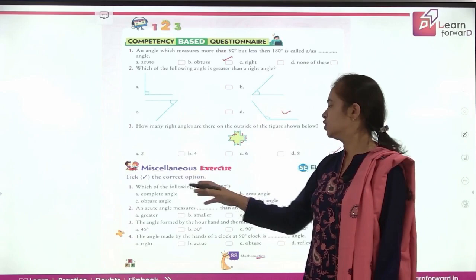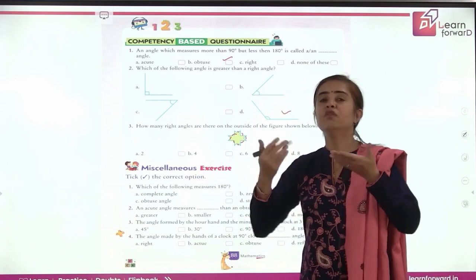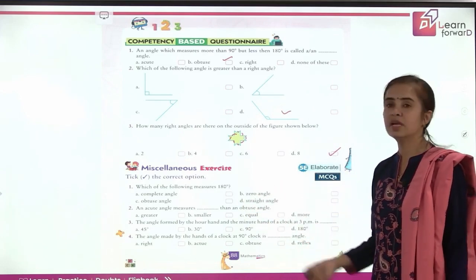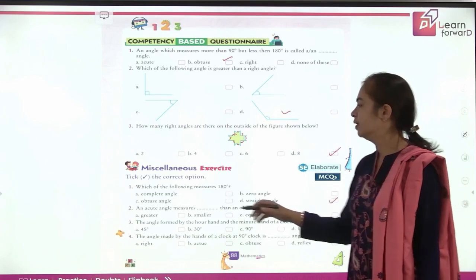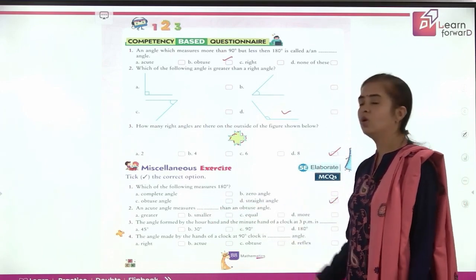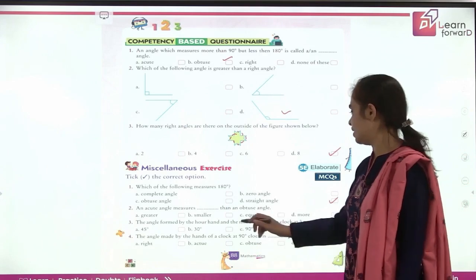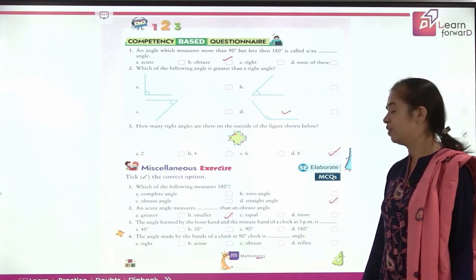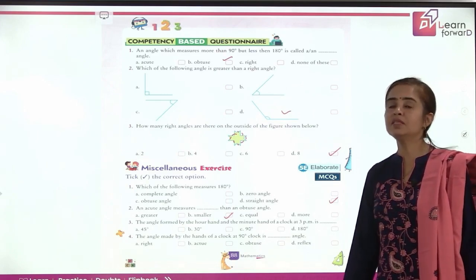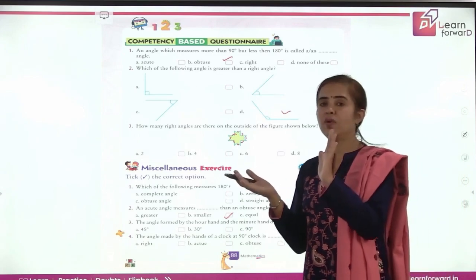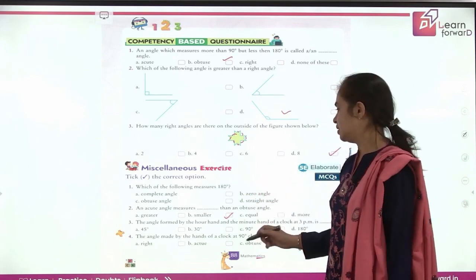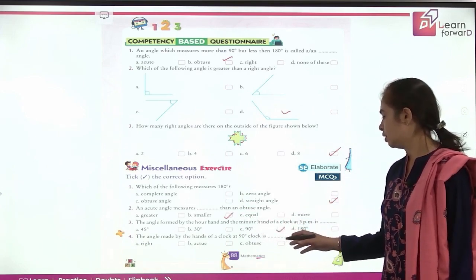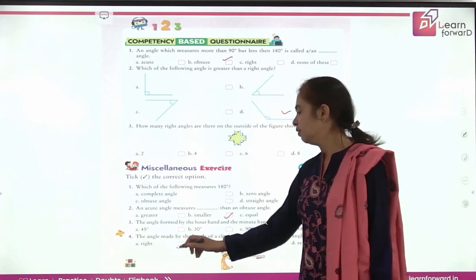Miscellaneous exercise. Which of the following measures 180? So you'll just see where you get exactly the straight. Do you get that in complete angle, zero angle, obtuse angle or straight angle? It's a straight angle. An acute angle measures dash, then an obtuse angle is less than, yes. The angle formed by the hour hand and minute hand of the clock when it is 3 p.m. 3 p.m. means one hand at 3, the other at 12. So what shape is it? 90 degrees. Perfect. The angle made by the hands of a clock at 3 o'clock is dash angle. That is the right angle, of course.